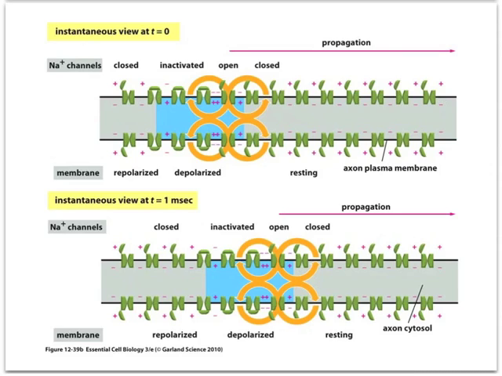In other words, the sequential opening and inactivation of ion channels is what provides directionality to the propagation of action potentials along the plasma membrane. And this is how neurons are able to propagate nerve impulses along their axons.